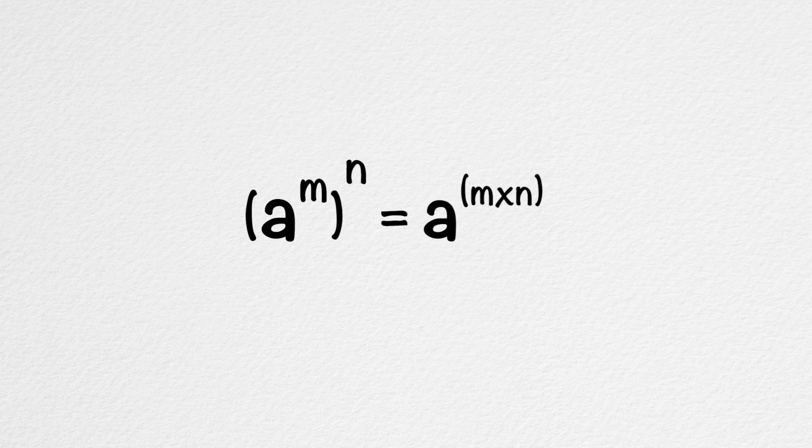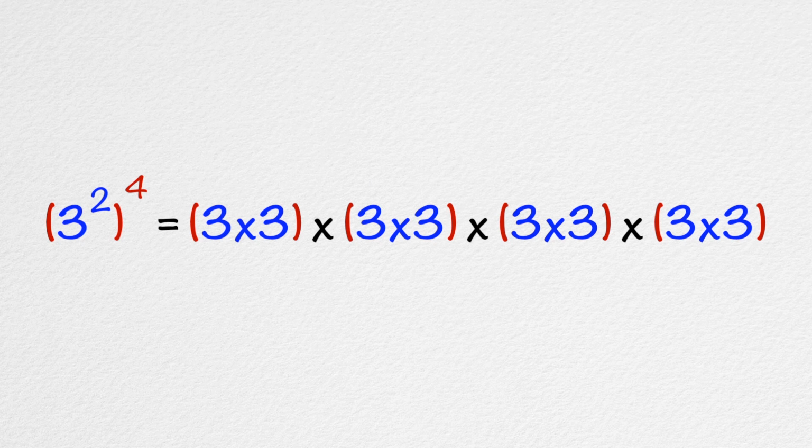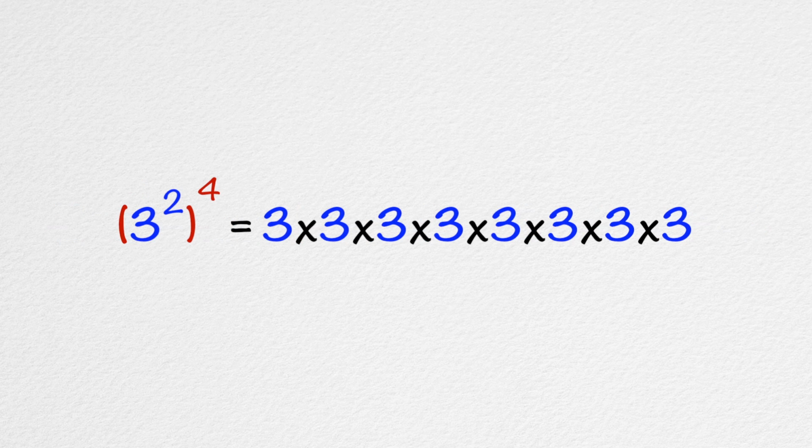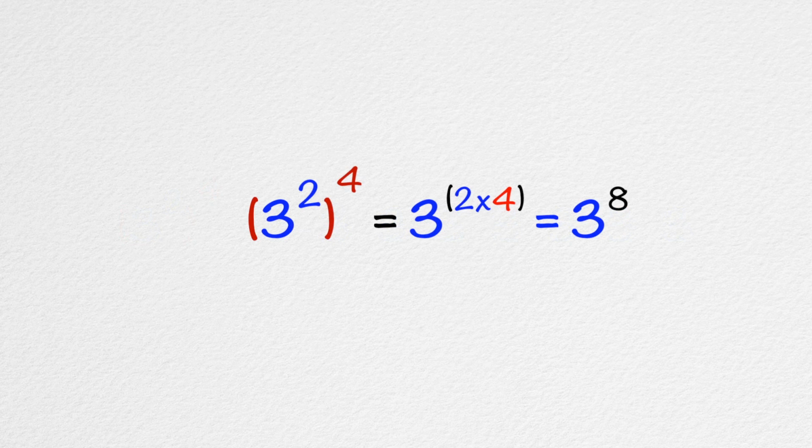Now let's look at a to the indices m to the indices n. That turns out to be the same as a to the m times n. For example, let's do 3 to the indices 2 to the indices 4. That's the same as 3 times 3 times 3 times 3 times 3 times 3 times 3 times 3. There are 8 lots of 3 there, so that's the same as 3 to the power of 8. So indeed, 3 to the indices 2 to the indices 4 is the same as 3 to the indices 8, which comes from 2 times 4.